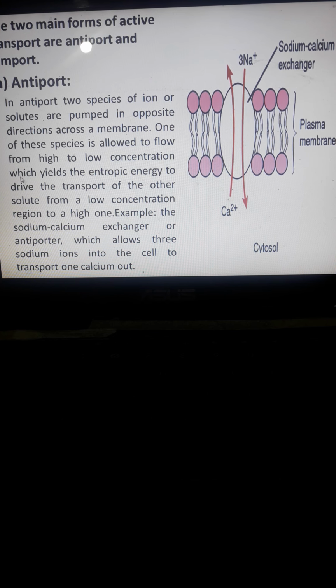One of these species moves from high to low concentration, yielding entropic energy. Okay, there is what we call entropy, or the energy is not being used up, and it is used to transport another solute from low concentration to a region of high concentration. For example, the sodium calcium exchanger or antiporter allows 3 sodium ions to enter and 1 calcium to exit. Okay, the exit is known as an efflux system.